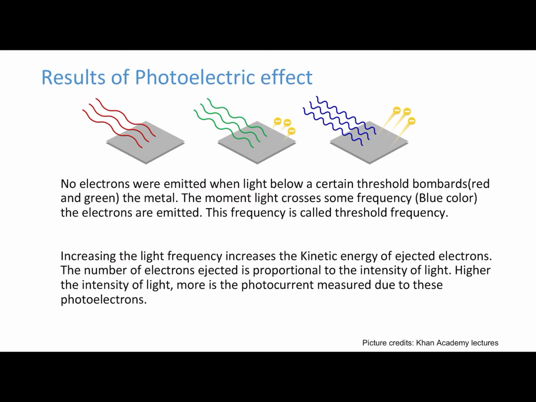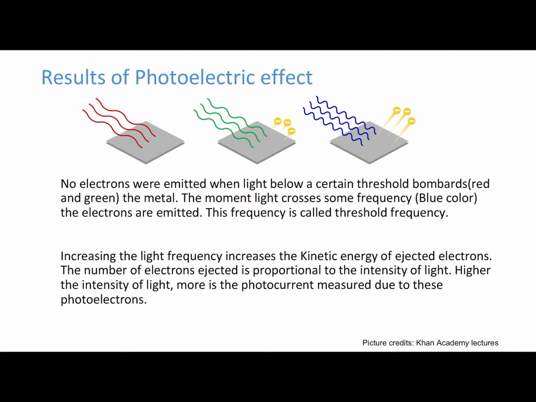On the basis of the experiment, he observed that the electrons are ejected from the metal surface as soon as the beam of light strikes the surface. The number of electrons ejected is proportional to the intensity or brightness of light. No electrons were emitted when light below a certain threshold frequency bombards the metal. The moment light crosses some frequency, the electrons are emitted. This frequency is called the threshold frequency.